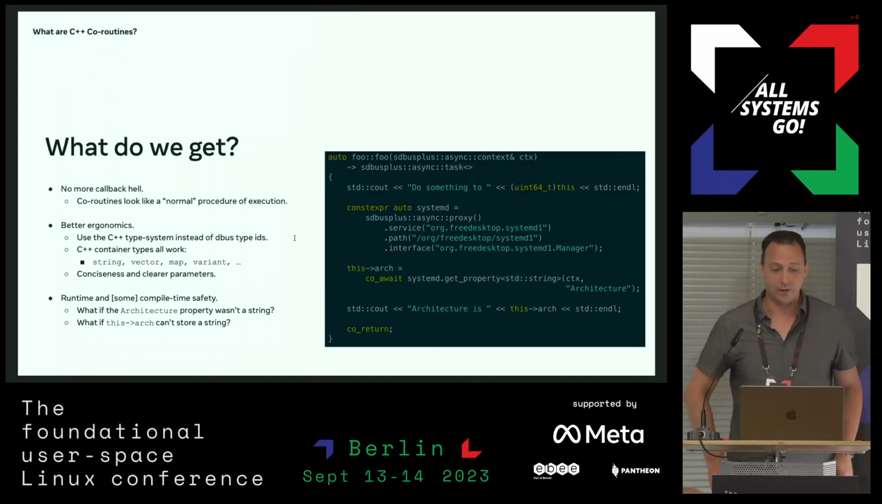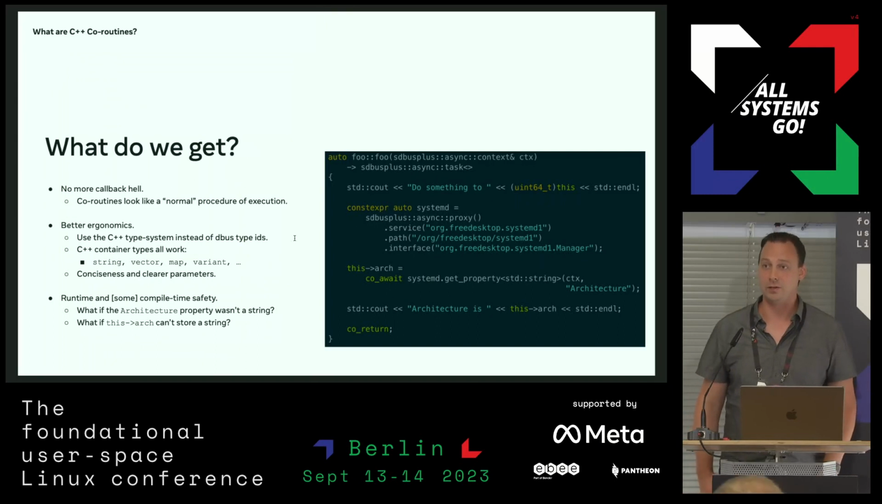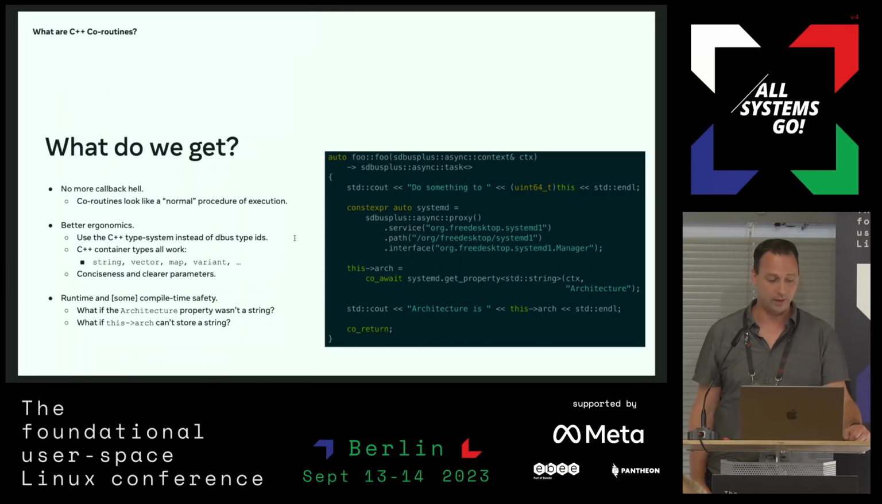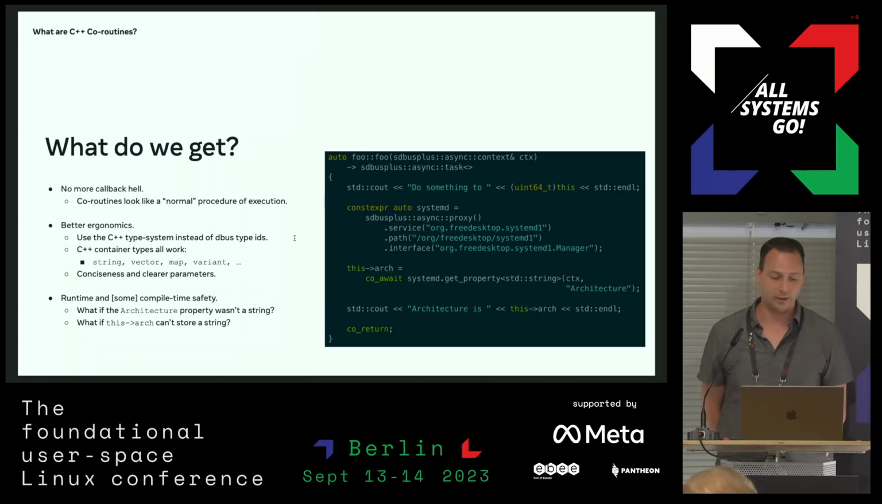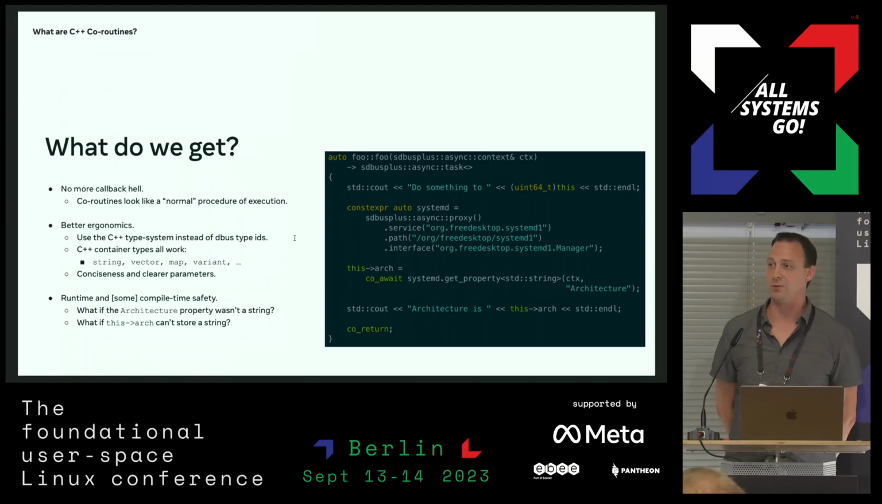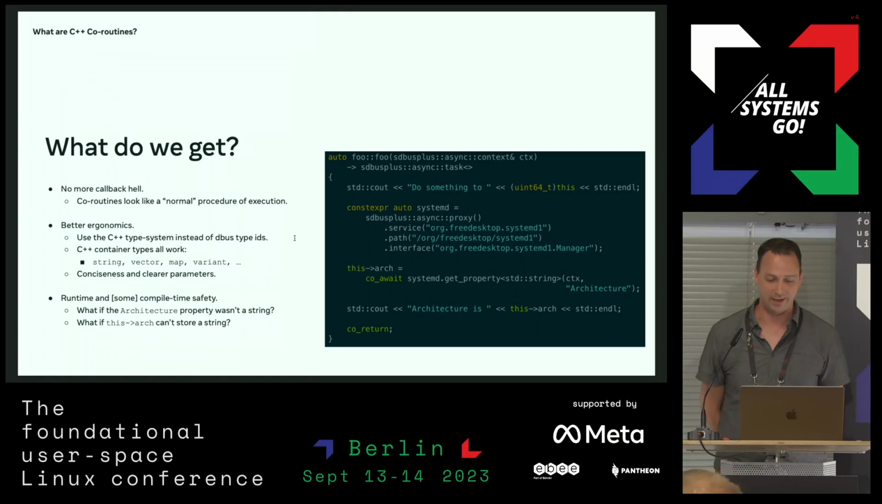So what do we get with this? There's no more callback hell. If you've got 20 different dbus calls that you want to do, you can just do them all in sequence. It's very readable, straight line. On top of that, we get a lot better ergonomics. We have a C++ type system that gives you compile-time checking of all of these things. And hopefully people agree, but I think it's much more concise and clear as to what's going on rather than 8+ parameters to the sd-bus function.